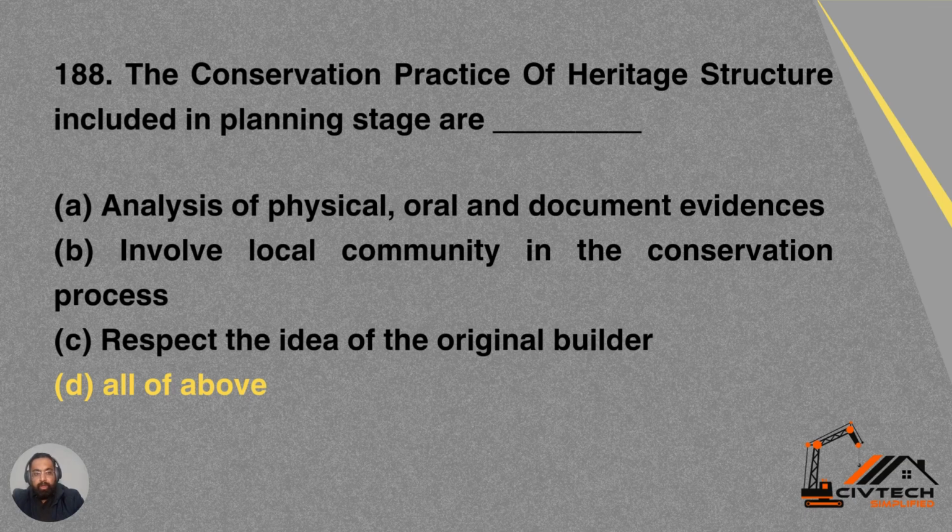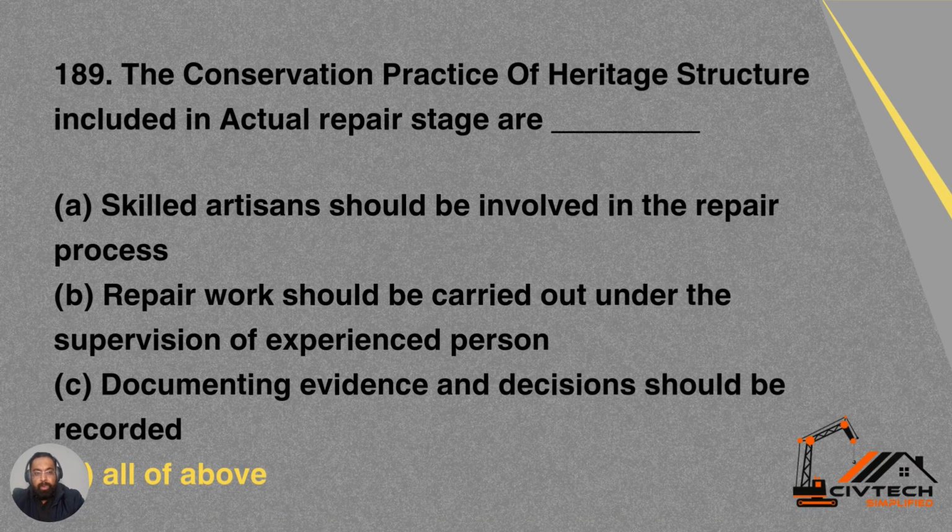188. The conservation practices of heritage structure included in planning stage are dash. Option A, analysis of physical, oral, and document evidences. Option B, involve local community in the conservation process. Option C, respect the idea of original builder. Option D, all of the above. So all these practices are good practices, and these are adopted while conserving the heritage structure, and these are adopted at the planning stage.